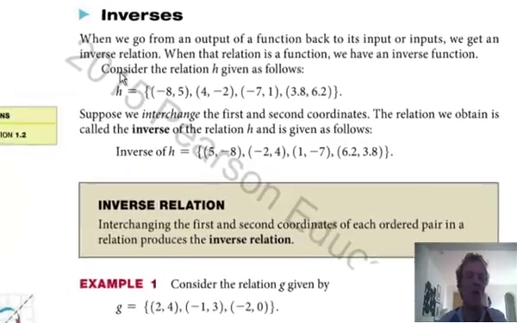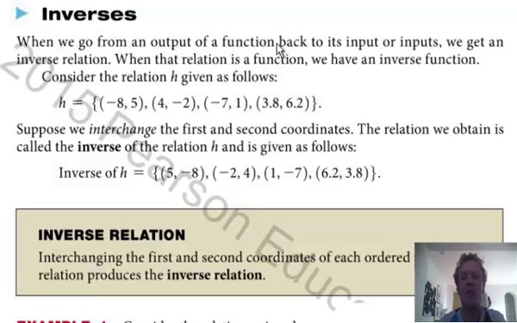Inverses. When we go from an output of a function back to its input or inputs, we get an inverse relation. Let's have a look at this. If we interchange the first and the second coordinates, the x and the y's, so if I interchange -8 with the 5, I'll get 5, -8. Here's me doing the inverse of the relation. I'm just changing the x and y coordinates.